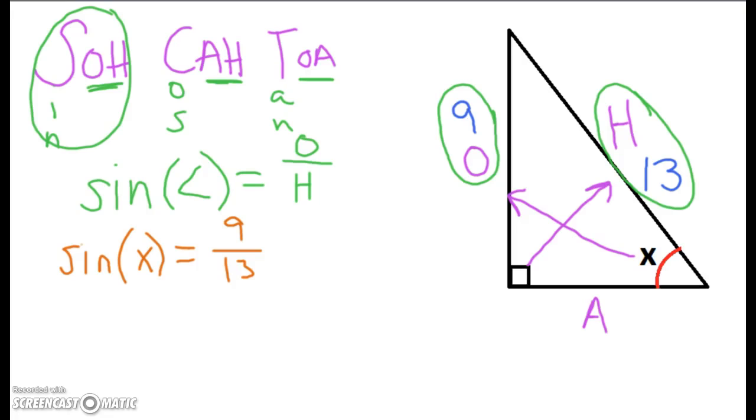So now that we know how to set up a trig problem, now we're going to practice solving it. All right, so when you're solving an equation, you're typically solving for x. You're solving for whatever variable's there. So in this case, we want to solve for x. Now, to get x by itself, I need to get rid of this sine.